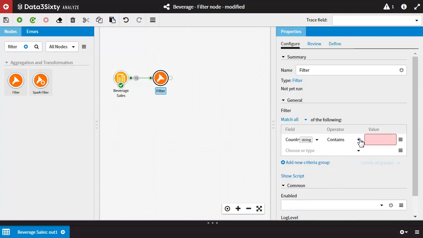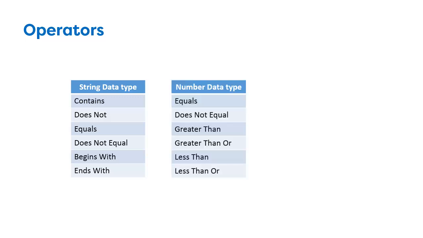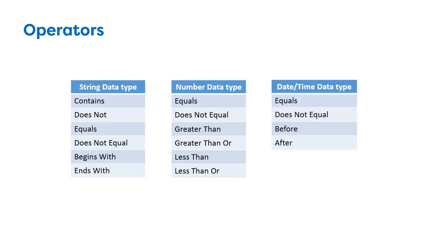Next, we will choose an operator from the drop-down list. Depending on the data type of the field, the options in the operator menu will change. For a string data type, you will see these options. For a number data type, which include integer, long and double, you will see these options. And for date and time data type, you will see these options. The date data type will also bring up a calendar so you can choose a date, and the time data type will have a list of 24-hour times to select from.